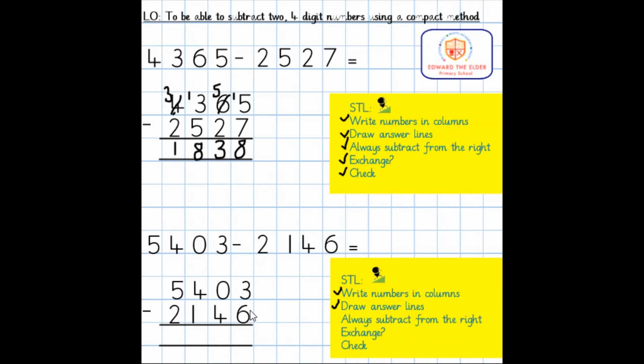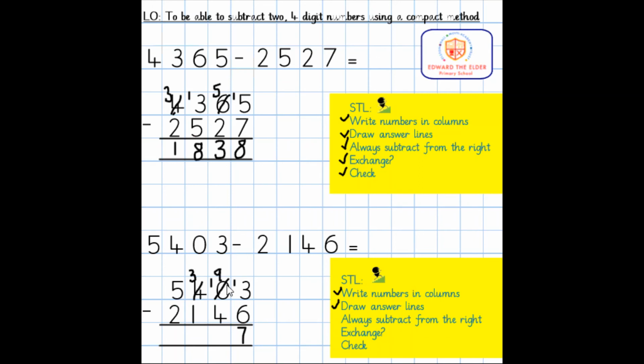So 3 subtracts 6. I can't do this, so I need to look at the next column, the tens. There are 0 tens, so this time I need to go to the hundreds column. I'm going to exchange the 400s to 300s and carry the 100 into the tens column. But I then need to exchange again, so I exchange the 10 tens to 9 tens, and I carry the 110 to the ones column. I now have 13 subtract 6, which equals 7.